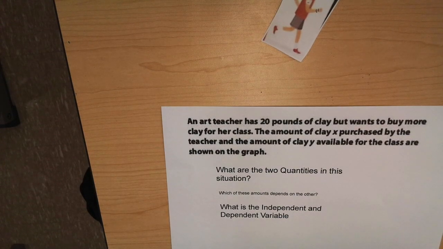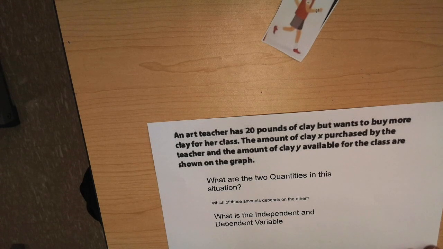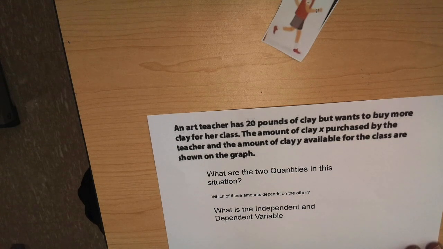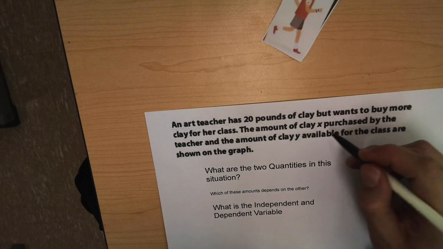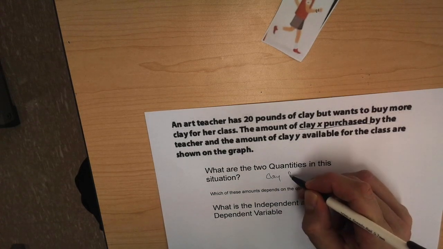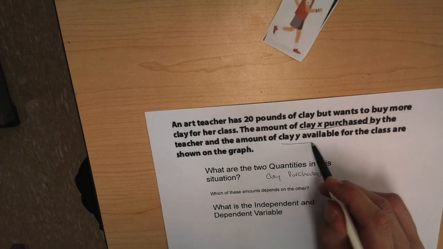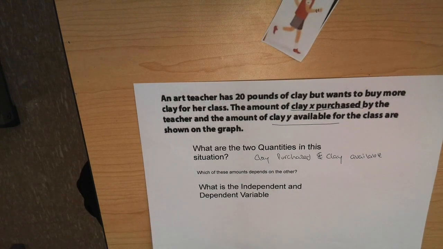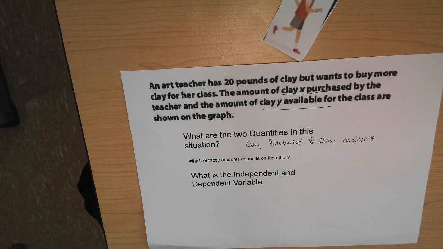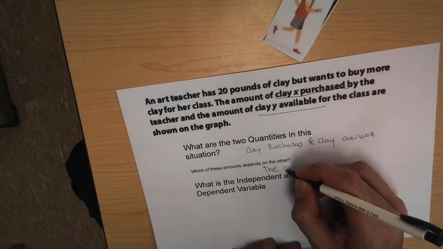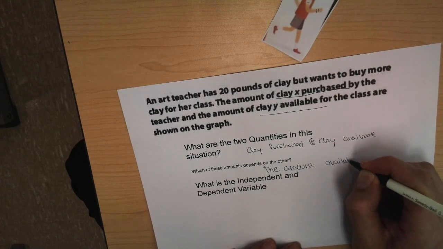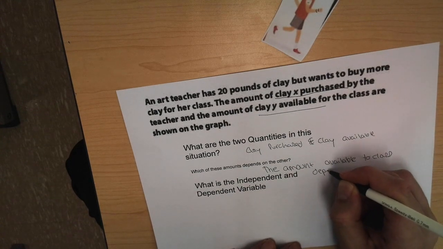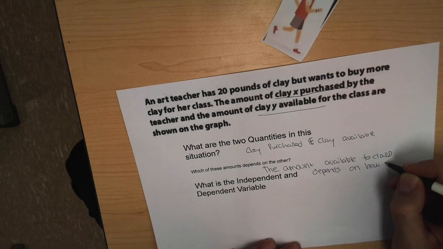Our teacher has 20 pounds of clay but wants to buy more clay for her class. The amount of clay purchased by the teacher and the amount of clay available are shown on the graph. What are the two quantities in this situation? Our two quantities are the clay purchased and the clay available. Next question. Which of these amounts depends on the other? The amount available to the class depends on how much is purchased.